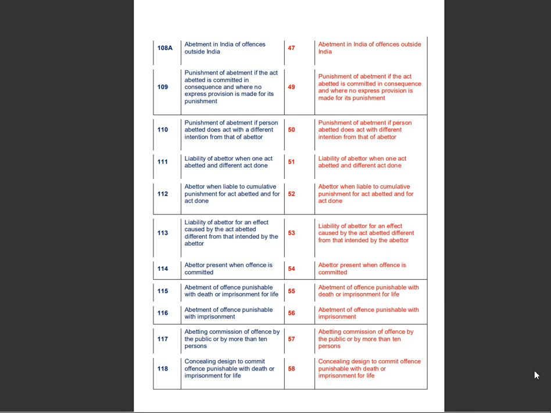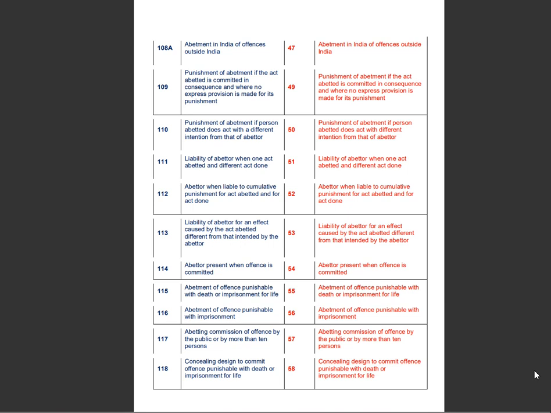Section 109 of the Indian Penal Code deals with punishment of abatement if the act abetted is committed in consequence and where no express provision is made for its punishment. Section 49 of the BNS deals with punishment of abatement if the act abetted is committed in consequence and where no express provision is made for its punishment.